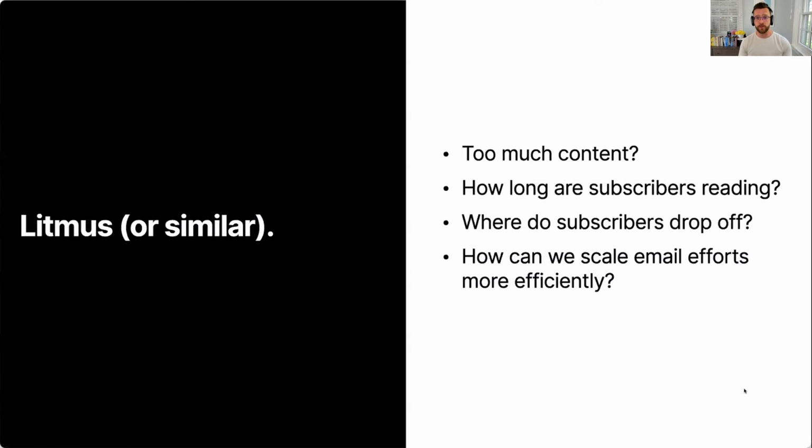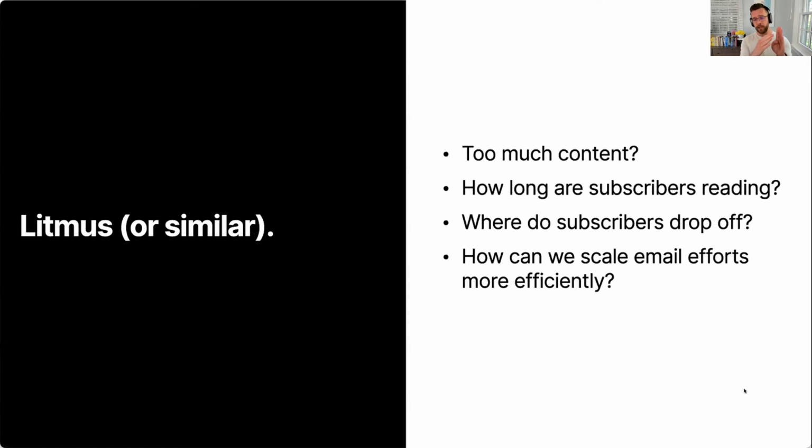Number two, how long are subscribers reading? If we know that we want to drive engaged subscribers in our campaigns, and we know that the ISPs care about that, are they spending about 8+ seconds with our campaigns and moving into that red category, where we want as much percentage of our subscribers as possible to slip into those more engaged categories? Where do subscribers drop off?